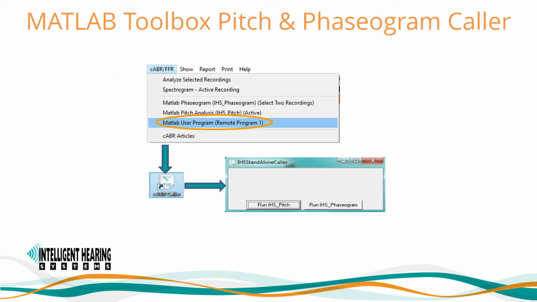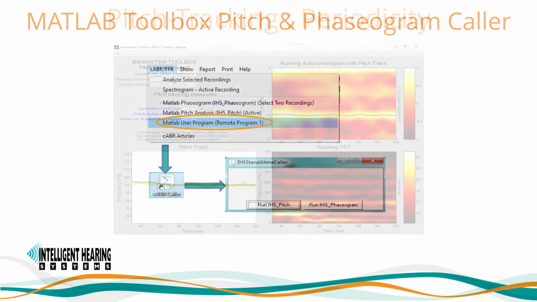Returning to the cABR FFR menu, for users with a MATLAB license, you would use the third and fourth options on this menu to transfer data for the MATLAB Phaseogram and MATLAB pitch analysis. On the other hand, most research audiologists do not have a MATLAB license and thus will rely on the MATLAB toolbox accessible via the MATLAB User Program Remote Program 1 option. This option will launch the toolbox.